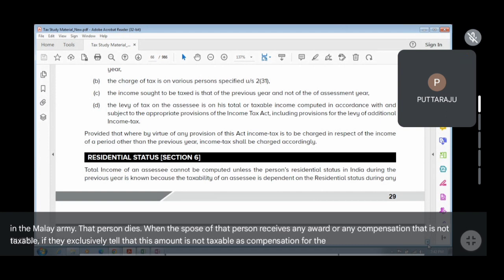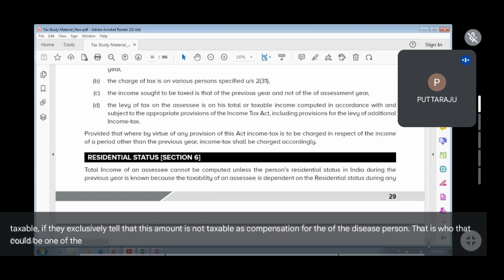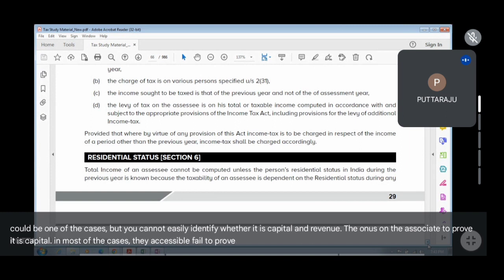of the deceased person. That could be one of the cases, but you cannot easily identify whether it is capital or revenue. The onus is on the assessee to prove it is capital. In most of the cases, the assessee will fail to prove because all are included in the definition.